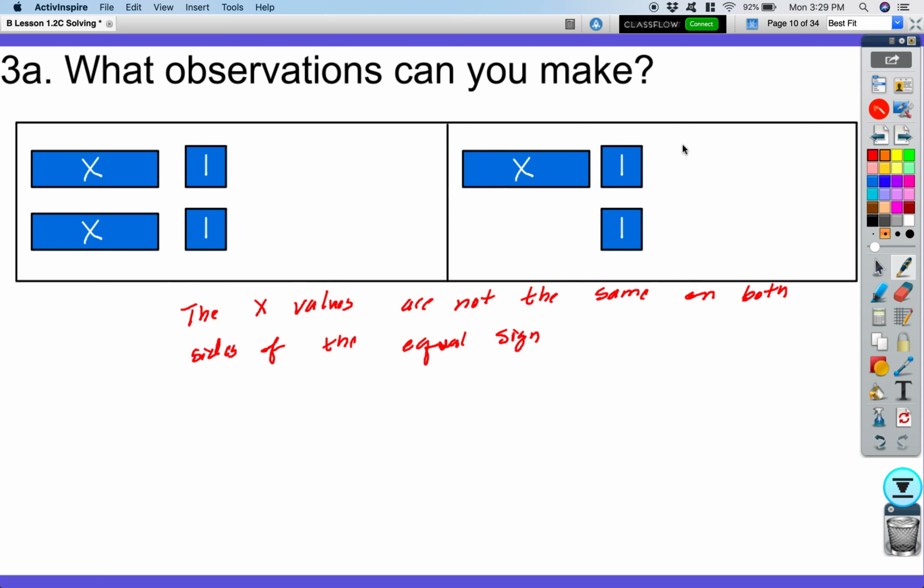So for instance, right here is the equal sign. On the left side, there's 2, and on the right side, there's 1. Now, when this happens, there will be a solution for x. So x will equal 5, x will equal 2, x will equal 0, something like this. So there will be a solution.